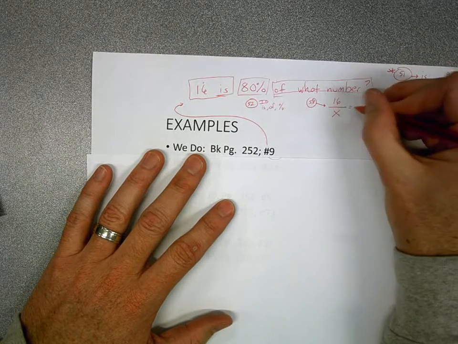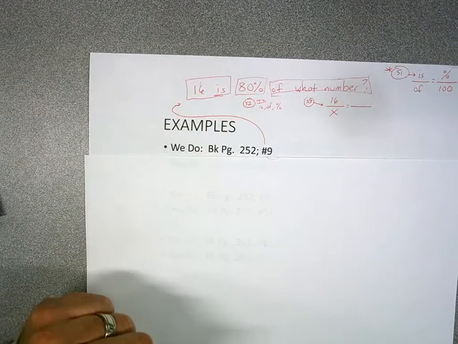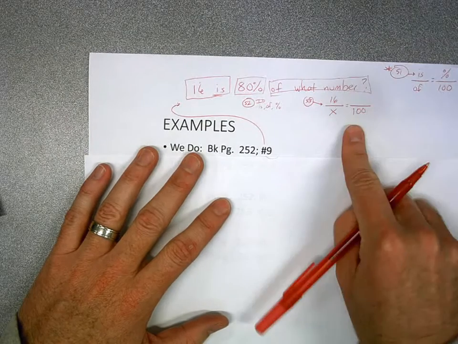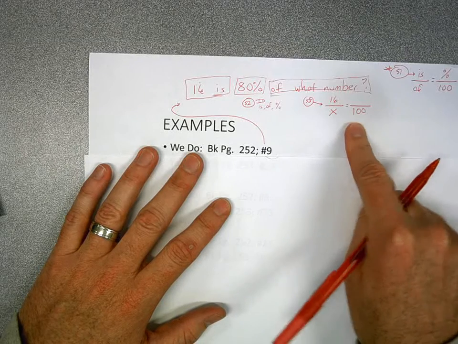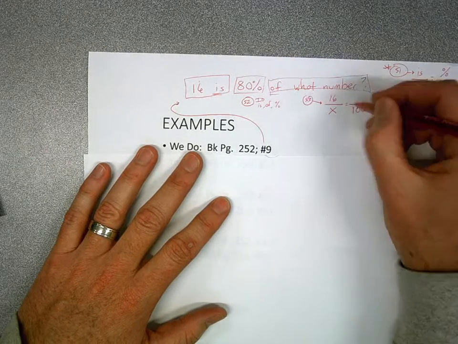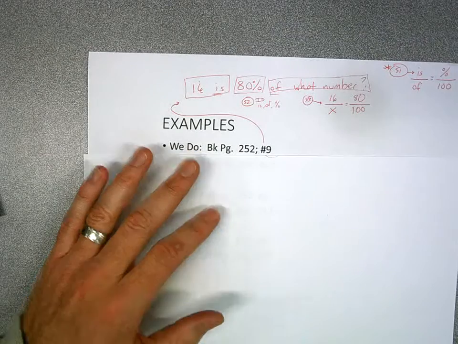And then we're going to make it equal to the percent over 100. So 100 is always a constant. It's always there. It never changes. In every single problem, it's 100. The percent is just the 80.